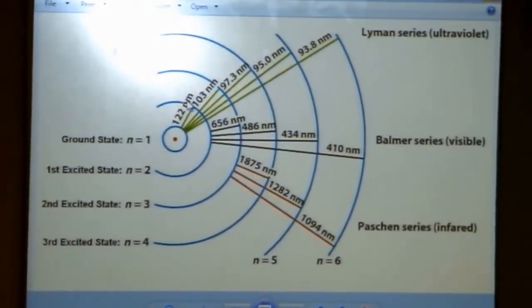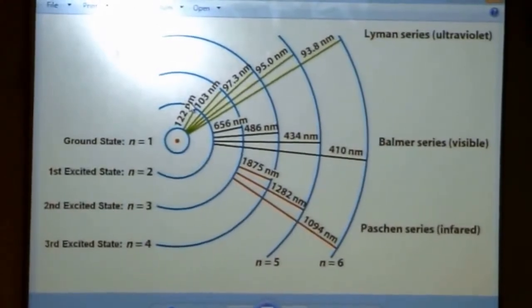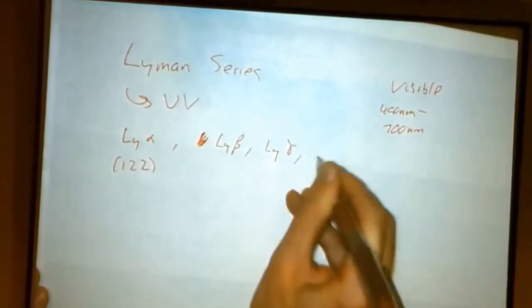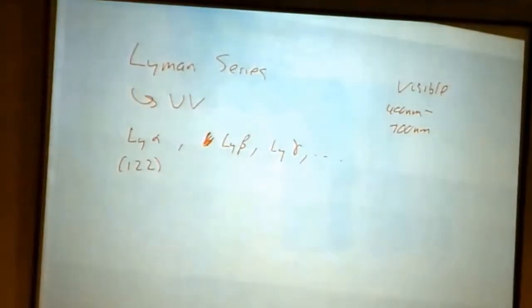And the terminology there is Lyman alpha is the first one. That's the 122 nanometer. The second one in a series is Lyman beta, and Lyman gamma, etc. So we see alpha, beta, gamma, delta, epsilon.